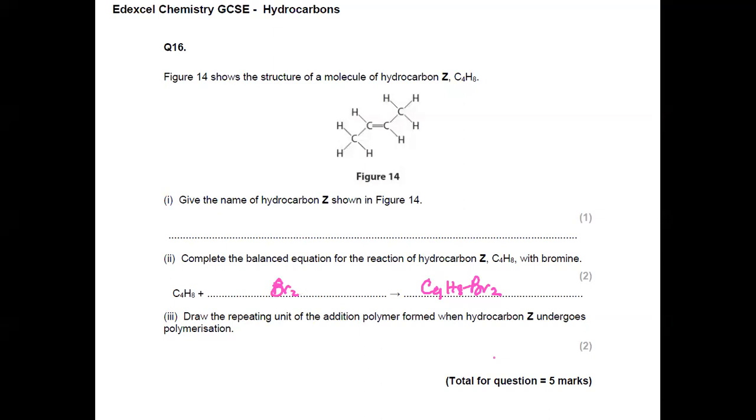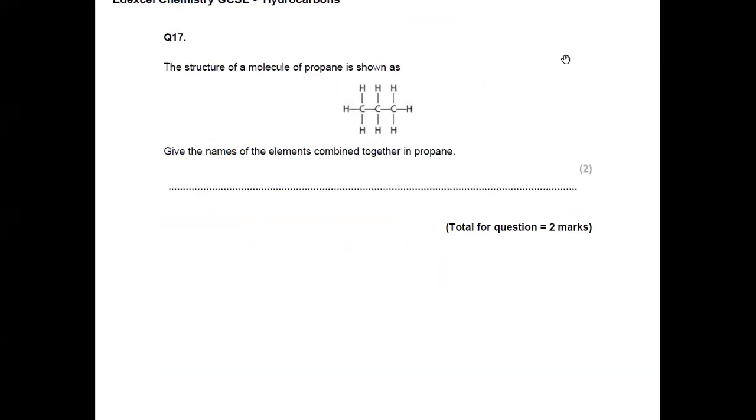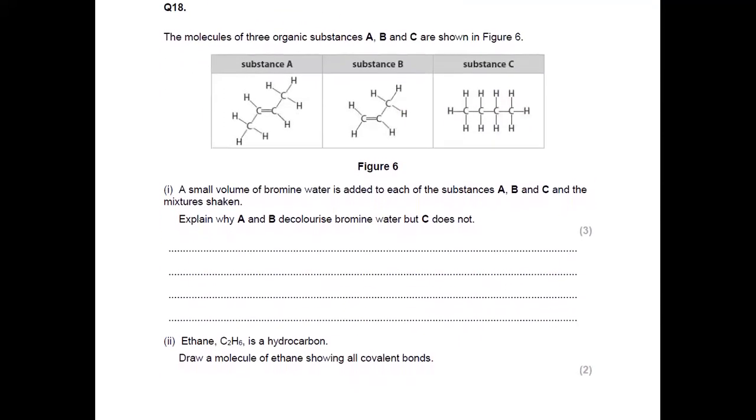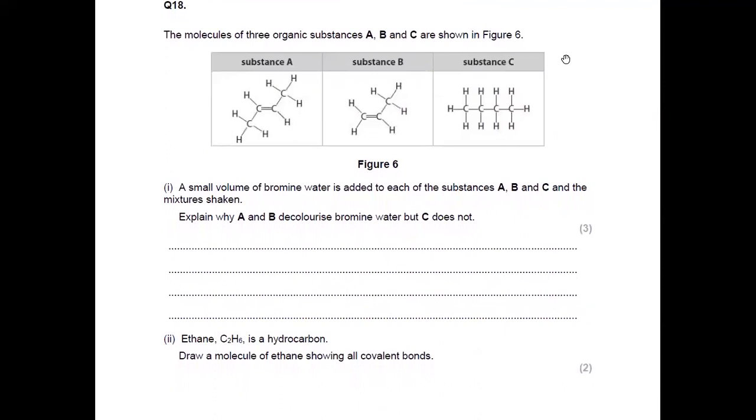Now, after that, the molecules of three organic compounds A, B, and C are shown. A small volume of bromine water is added to each of the substances A, B, and C, and the mixture is shaken. Explain why A and B decolorize bromine, but C does not. Because substances A and B contain a double carbon bond, which can be broken to add bromine, but substance C cannot. None of the bonds can be broken to add a bromine molecule.